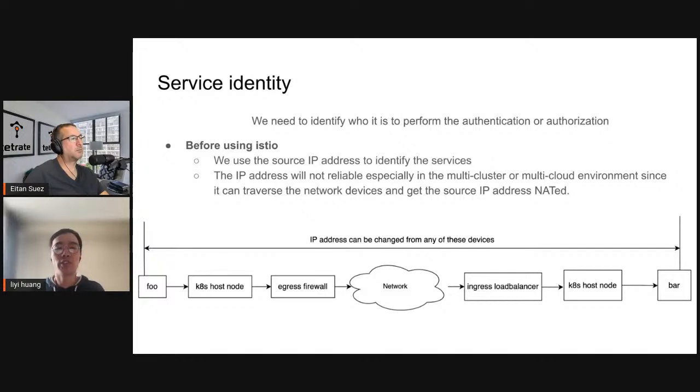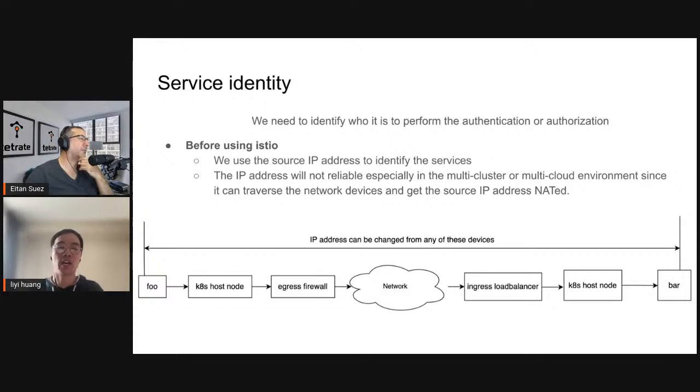However, it can be a very challenging job in the Kubernetes world, or in a multi-cluster or multi-cloud environment, since traffic traverses too many network devices. For example, like what I draw here, if I have foo calling bar, I try to draw out all the possible devices that can change your IP. It depends on your setup. Sometimes you don't even have the control.